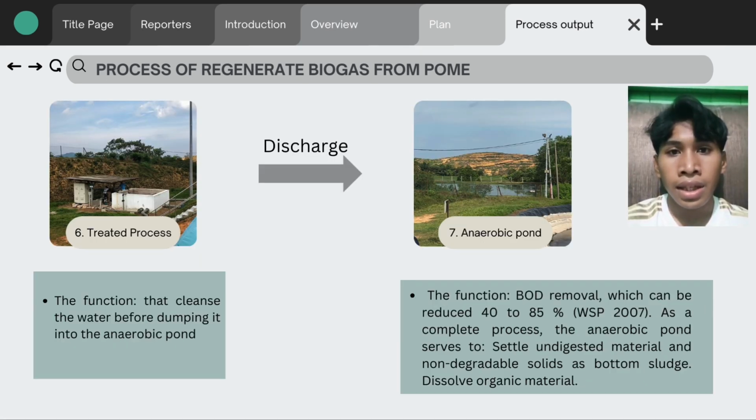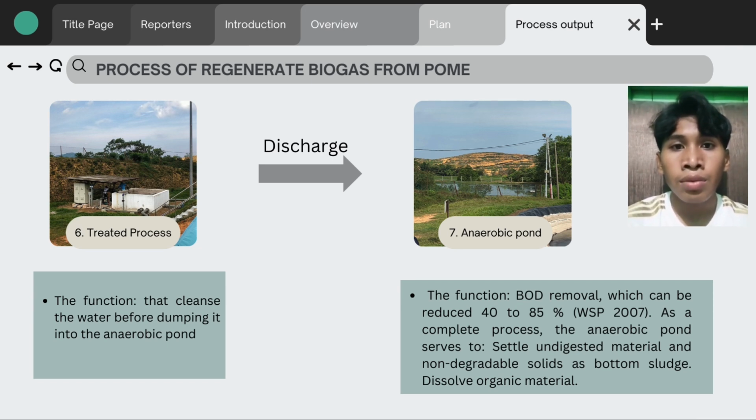Next, the treatment process. It functions to cleanse the water before dumping it to the anaerobic pond. The anaerobic pond removes the BOD, which can be reduced by 40 to 85%. Then undigested material and non-degradable solids settle as bottom sludge.